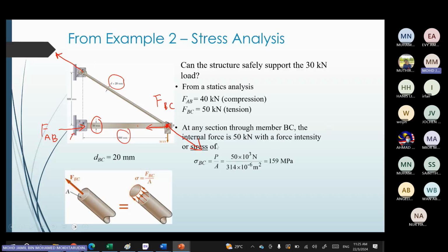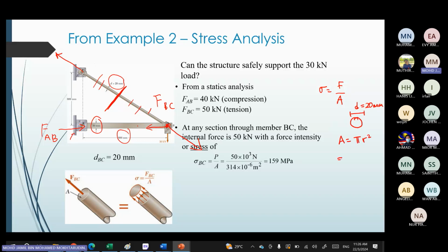Okay, then at any section through member BC, so at any point on the BC, you need to determine the area to determine the stress in the structure. We know that the stress is just force over area. So you determine the area of the cross section. Let's say you take the cross section here. It's simply a circle, with diameter 20 millimeter. So the area will be just pi r squared.